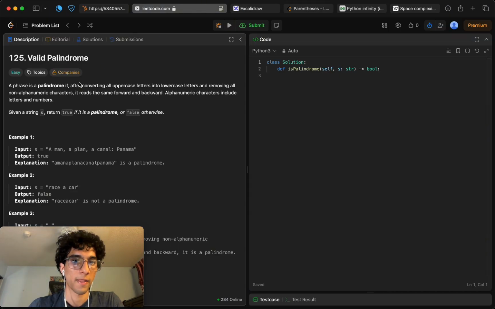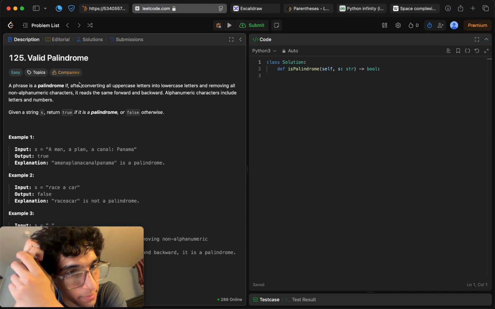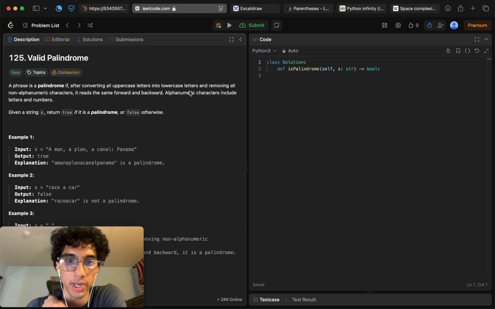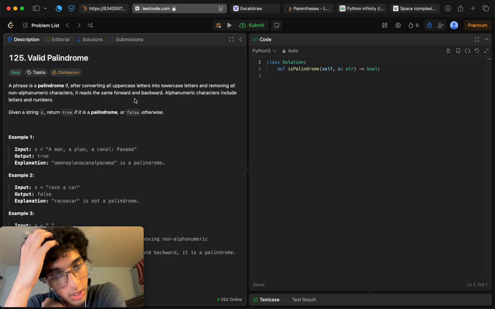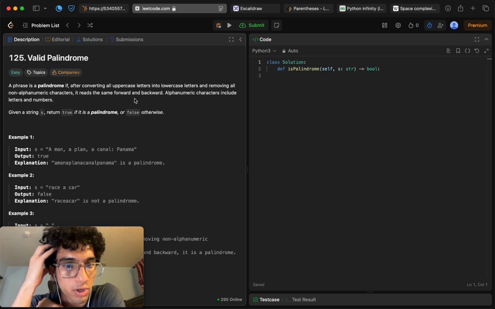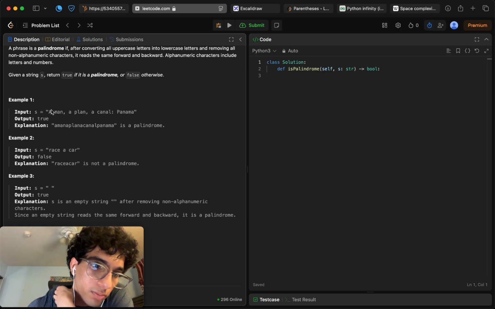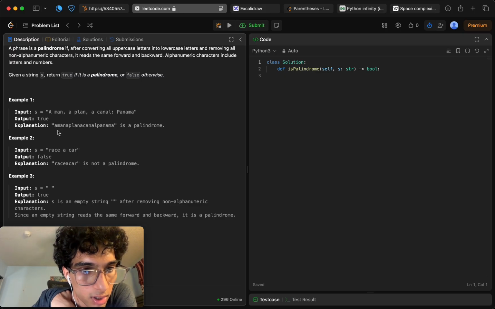Next one, valid palindrome. A phrase is a palindrome if, after converting all uppercase letters into lowercase letters and removing all non-alphanumeric characters, it reads the same forward and backwards. Alphanumeric characters include letters and numbers. Given a string S, return true if it's a palindrome or false otherwise. So input: a man, a plan, a canal, Panama.